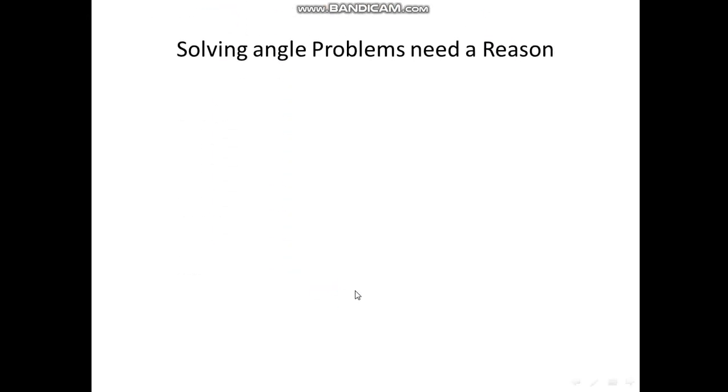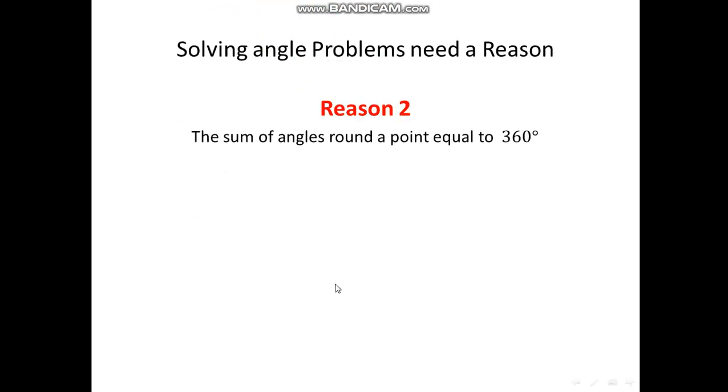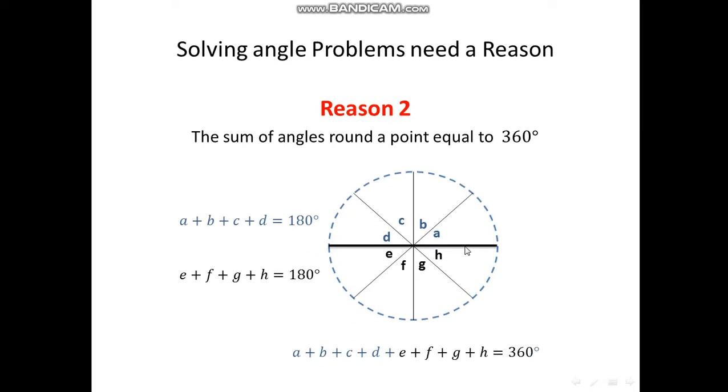So now reason number 2, the sum of angles around a point is 360. Now we have one point here in the middle and we have a circle. All the angles around the circle, they add up to 360. As you see, the blue angles are just like the first reason, angles on a straight line. So A, B, C, and D, they are the angles on a straight line. But E, F, G, H are also angles on a straight line, but from the other direction. So 2 half circles make together 360.